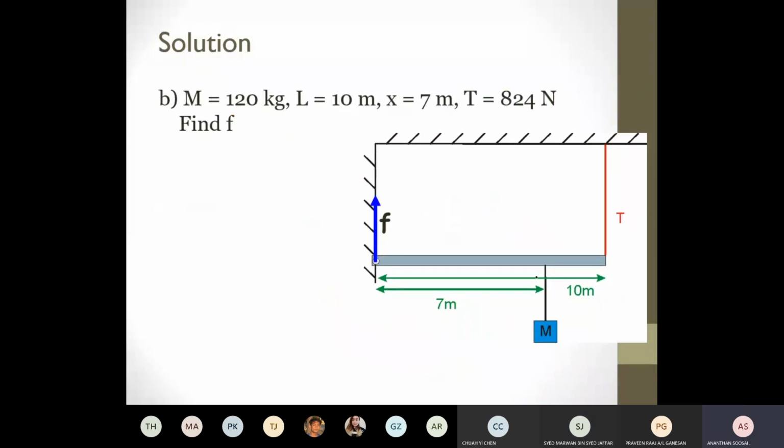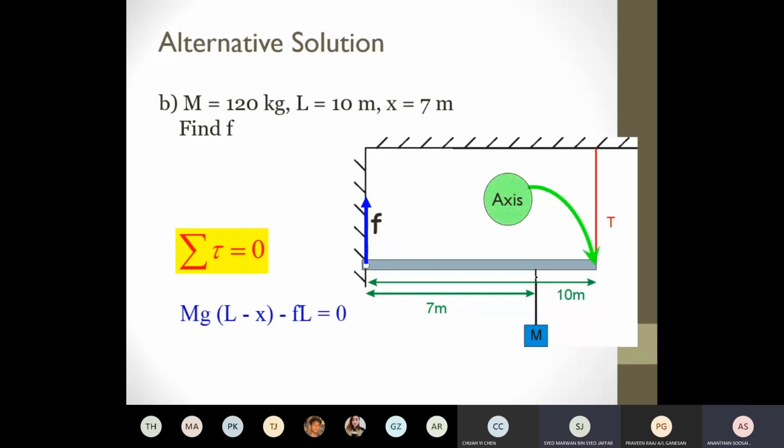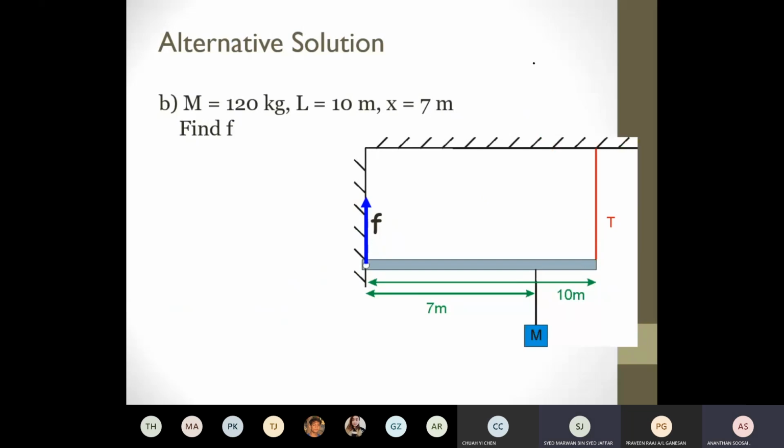So we're done with this. Then you substitute the T, you get the F. Okay, now an alternative solution. You can use other points as the pivot also. You can use this axis also as a pivot.